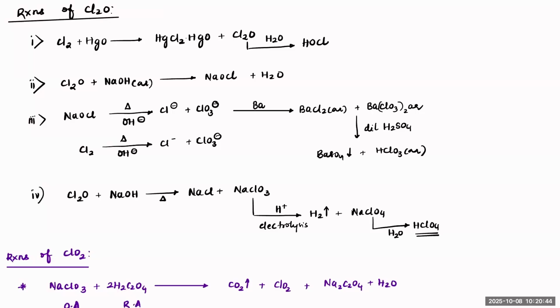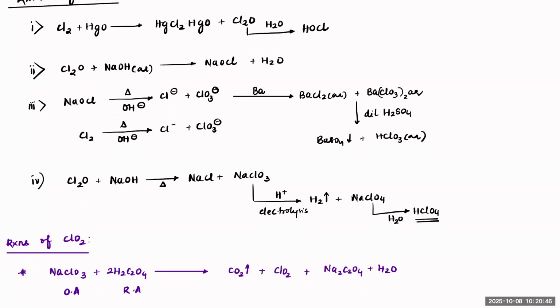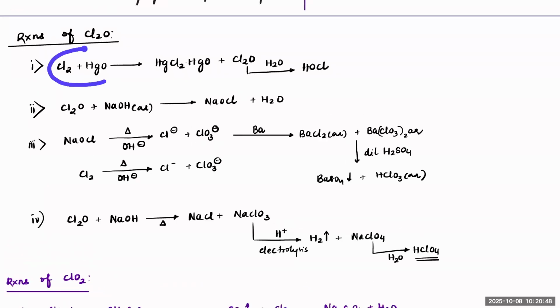Cl2O and so on. So check out the basic reactions here. Cl2O, when you react with HgO, will become HgCl2·HgO plus Cl2O. This is how it can be produced, correct? And Cl2O, when you add it to water, that becomes HOCl. So this is a kind of preparation for HOCl.